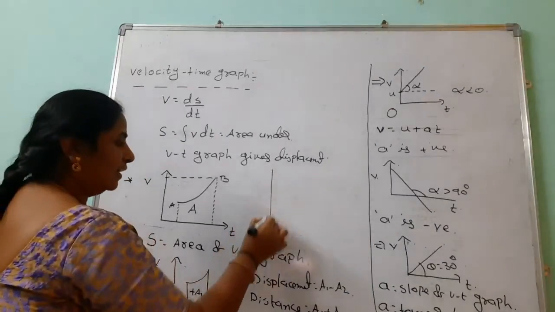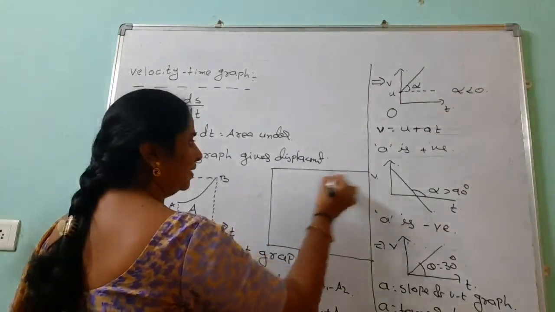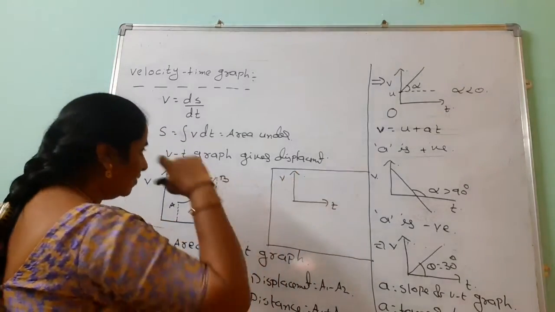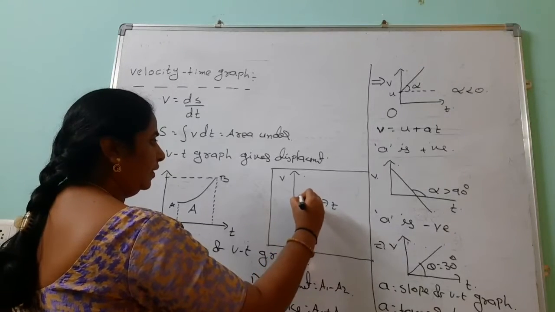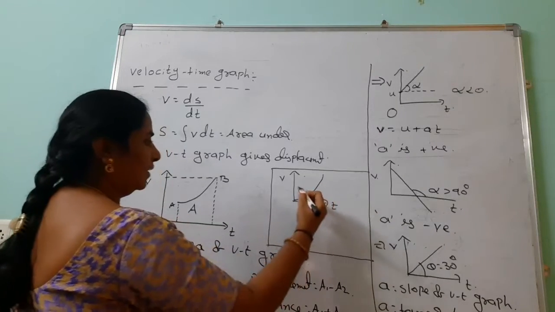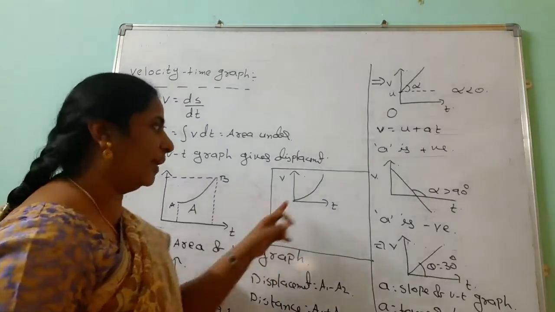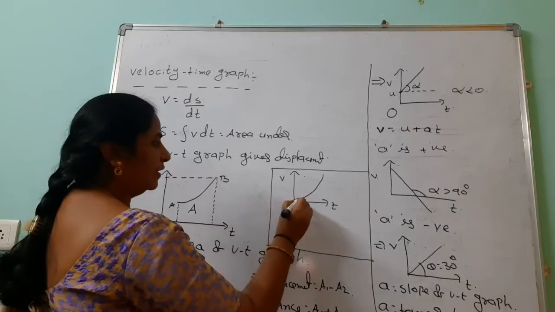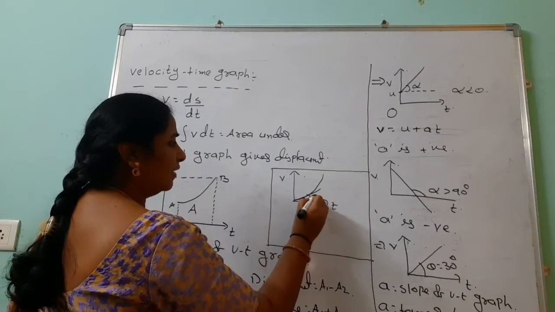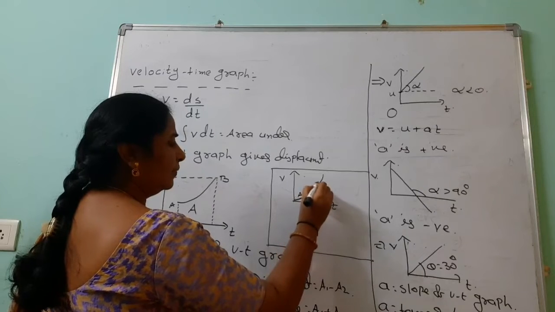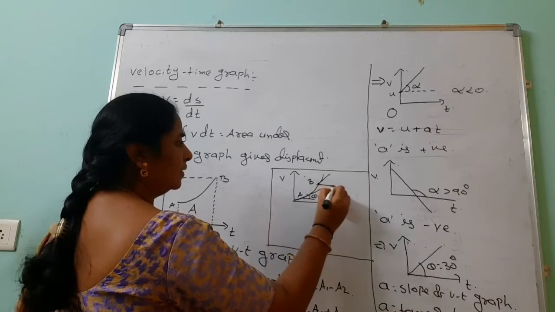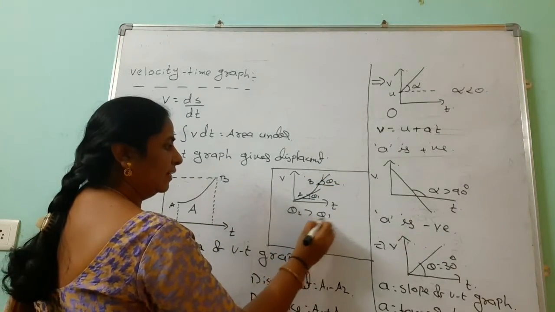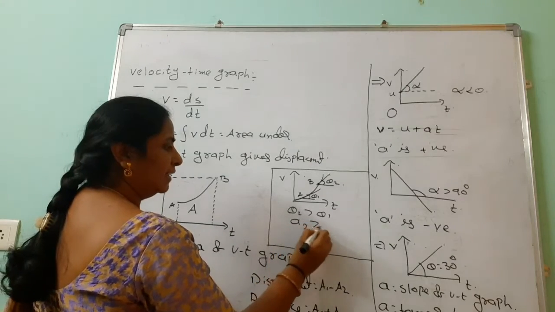Not only this one, we can go through one more graph. Same here, velocity time graph only. Time is on the x-axis, velocity is on the y-axis. This is a parabola, opening upward. In this case acceleration is positive. Look here, when we draw the slope at this point, this is theta 1, and at another point B the slope is theta 2. In this case theta 2 is greater than theta 1, so acceleration A2 is greater than A1.